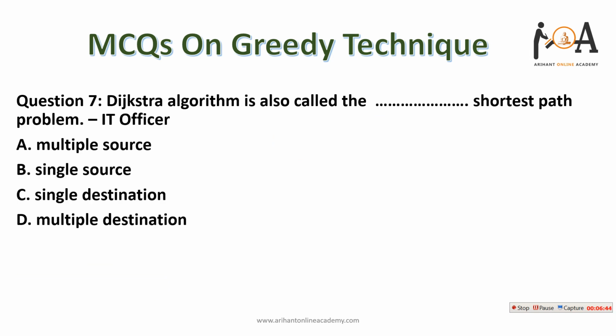The next one is, Dijkstra's algorithm is also called the single source shortest path problem. It is also called the single source shortest path problem. Option B is the correct answer.